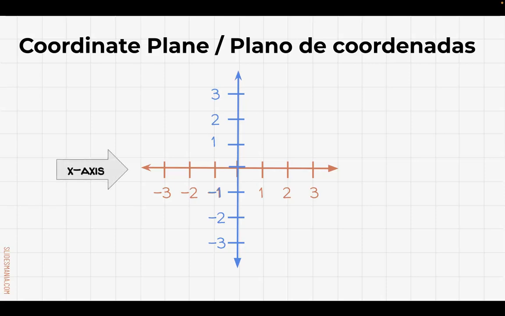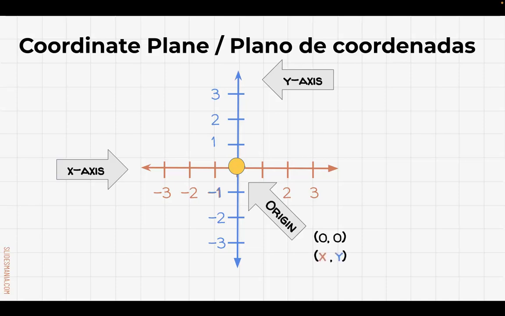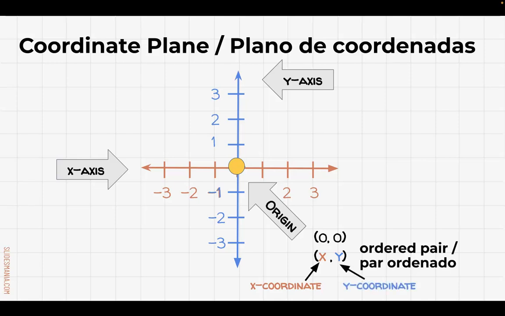Now, the x-axis goes from left to right, izquierda a la derecha, and the y-axis goes from down to up, or bottom to top. In the middle, you have the origin. That is where you always start. It is 0, 0 for the x and the y coordinate, and that is called an ordered pair. The x coordinate always comes first, and the y coordinate comes second.